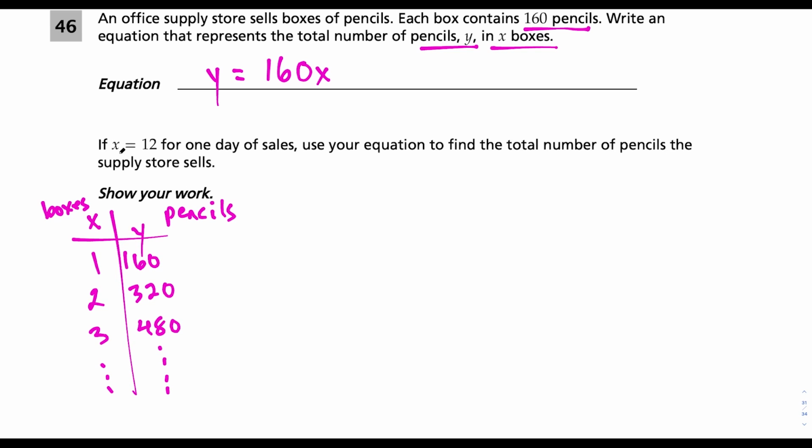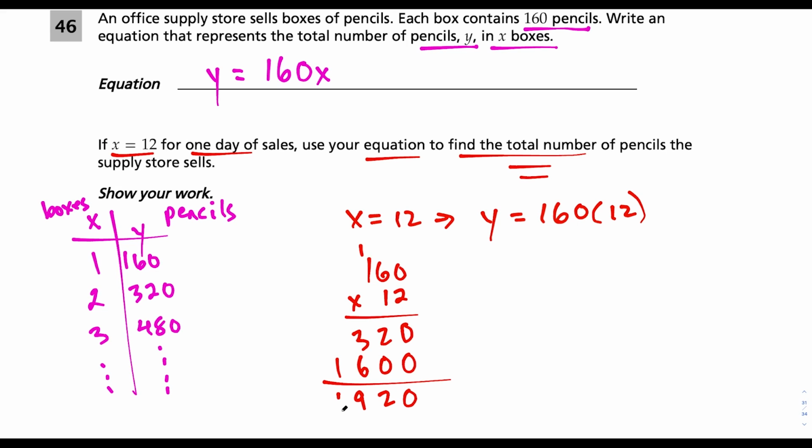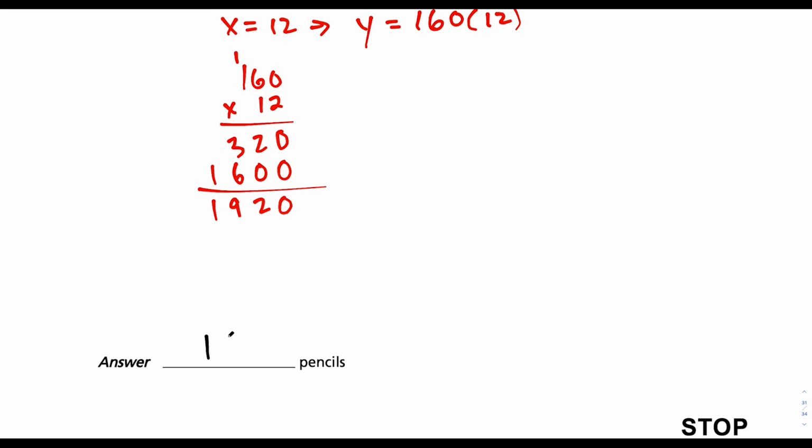So now for the final part of this question, if x equals 12 for 1 day of sales, we're going to use our equation to find the total number of pencils that the supply store sells. So x equals 12, if we plug that into our equation, is going to give us y equals 160 times 12. So now let's just work this out. We're going to do 160 times 12, and I could use a calculator for this, but let's just work this out. 2 times 0 is 0, 2 times 6 is 12, carry the 1, 2 times 1 is 2, plus 1 is 3. I'm going to put a 0 as a placeholder. We got 1 times 0, 1 times 6, and 1 times 1. And now just add this up, and this is going to work out here. We're going to have 1920. The store is going to sell 1920 pencils if they sell 12 boxes.